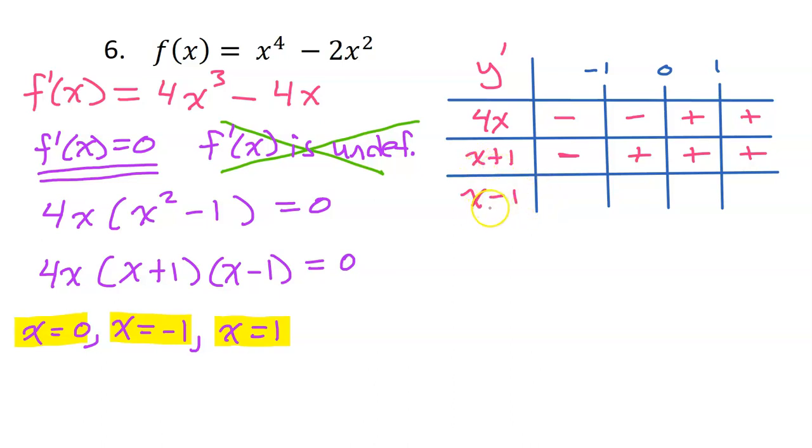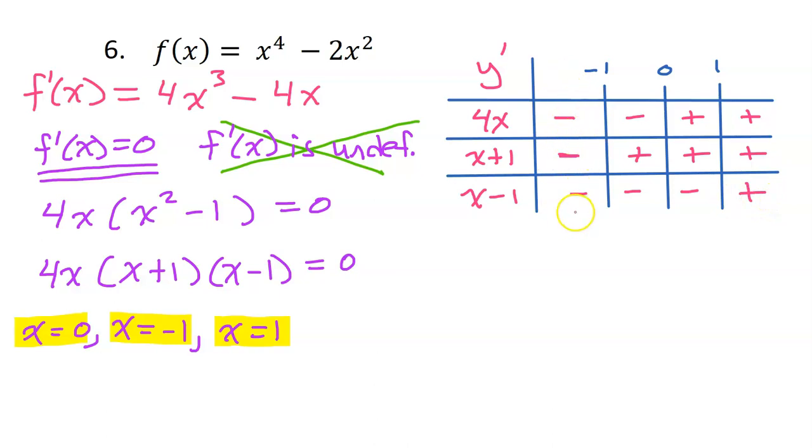And then what about x minus 1? Well, this factor equals 0 when x equals 1. So it will be negative to the left of 1, all right? Any x value less than 1 will cause x minus 1 to be negative, and any value greater than 1 will cause x minus 1 to be positive.